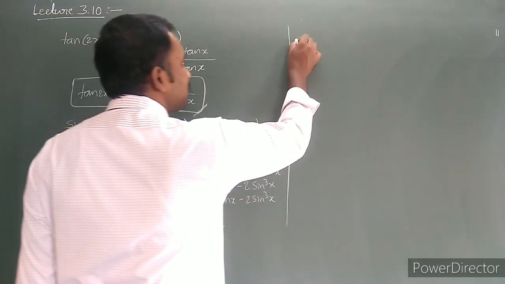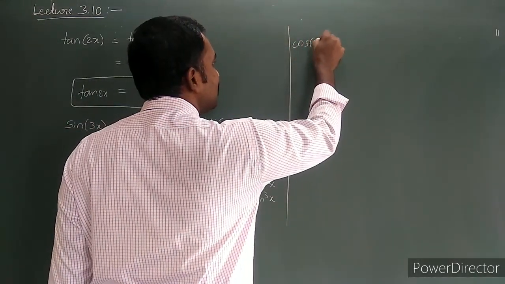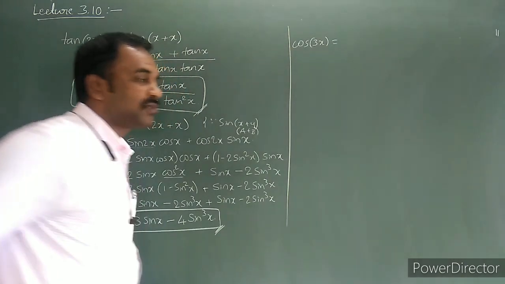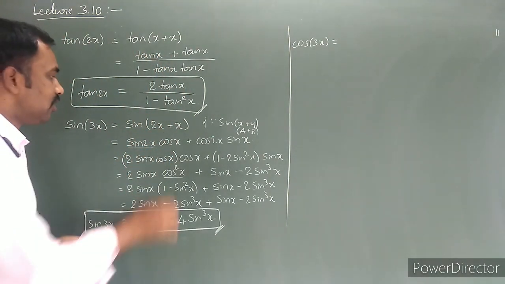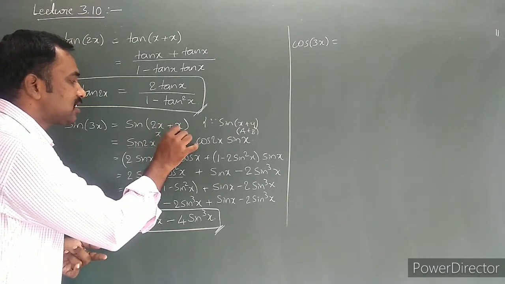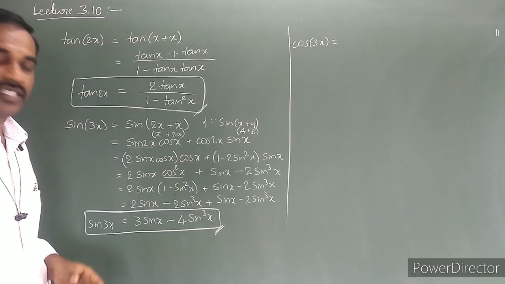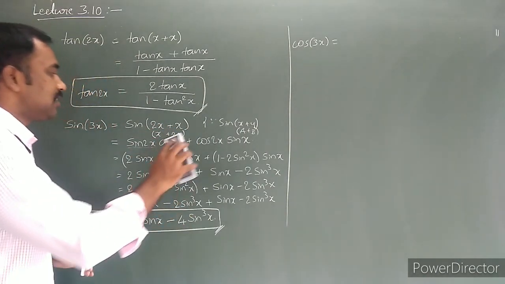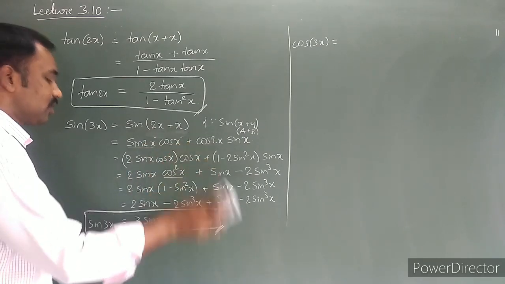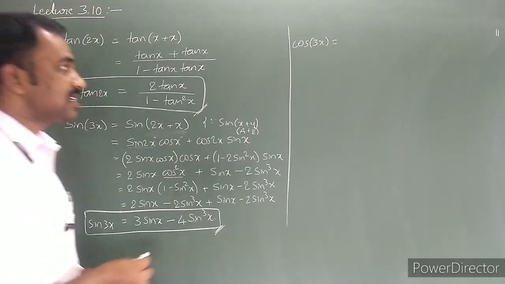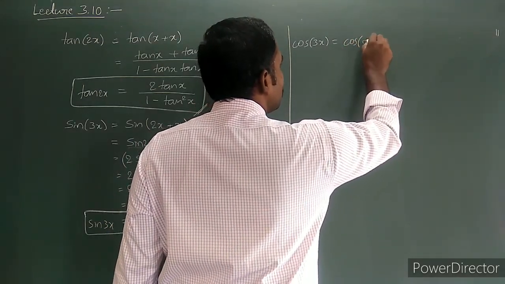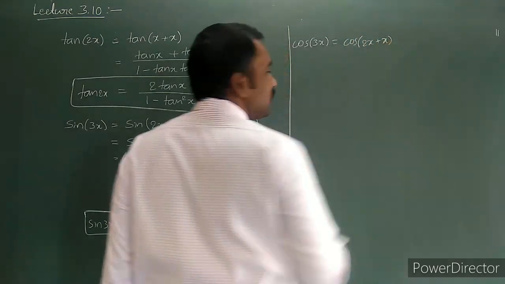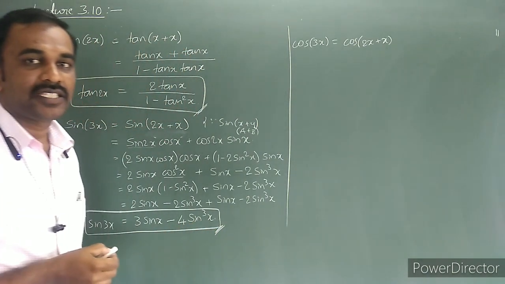Now compute the cos of 3x. What is the cos of 3x? Again the same thing. Cos of 3x can be split as 2x plus x, or else you can split it as x plus 2x. Nothing to worry, you will get the same answer. Okay, I just split that 3x as 2x plus x. So cos of 2x plus x, which is of the form cos of x plus y.